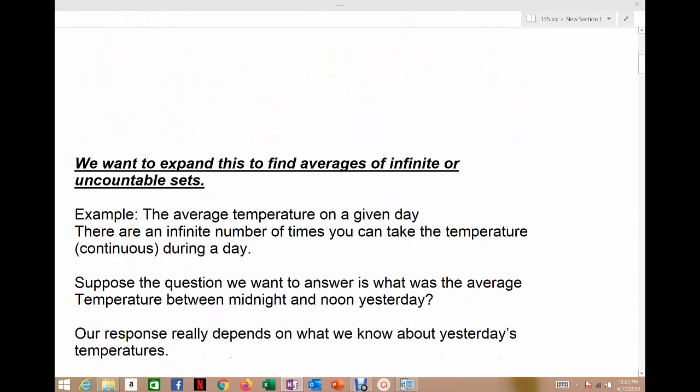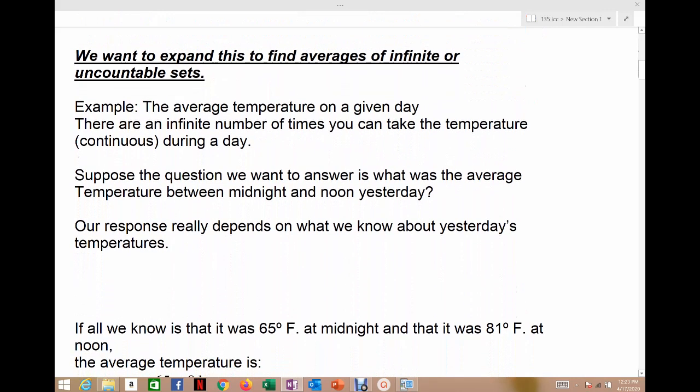All right, so we want to expand averages to infinite or uncountable sets, which would be a function, right? There are infinitely many values on a function, infinitely many values between any two moments. A couple of examples where this is used: finding the average temperature for a day. Technically, we'd have to find the temperature continuously, because the temperature changes continuously. There are an infinite number of times during a day where you could take the temperature.